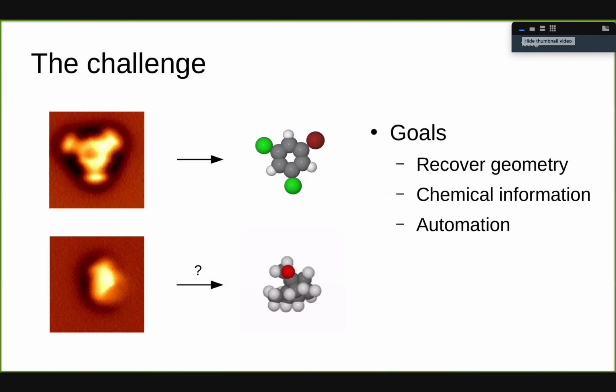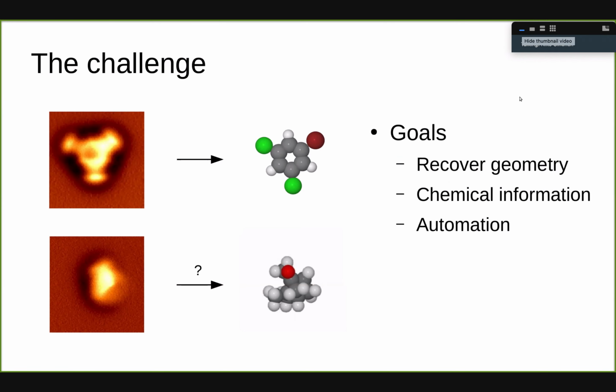Sorry, this thing is blinking. Okay. So even in this flat case, for example, we don't exactly know which of these atoms here is the chlorine and which is the bromine. So these kinds of things could be interesting to know. And of course, automation, like in machine learning in general: if you can do something with less effort and more quickly, then that's better.